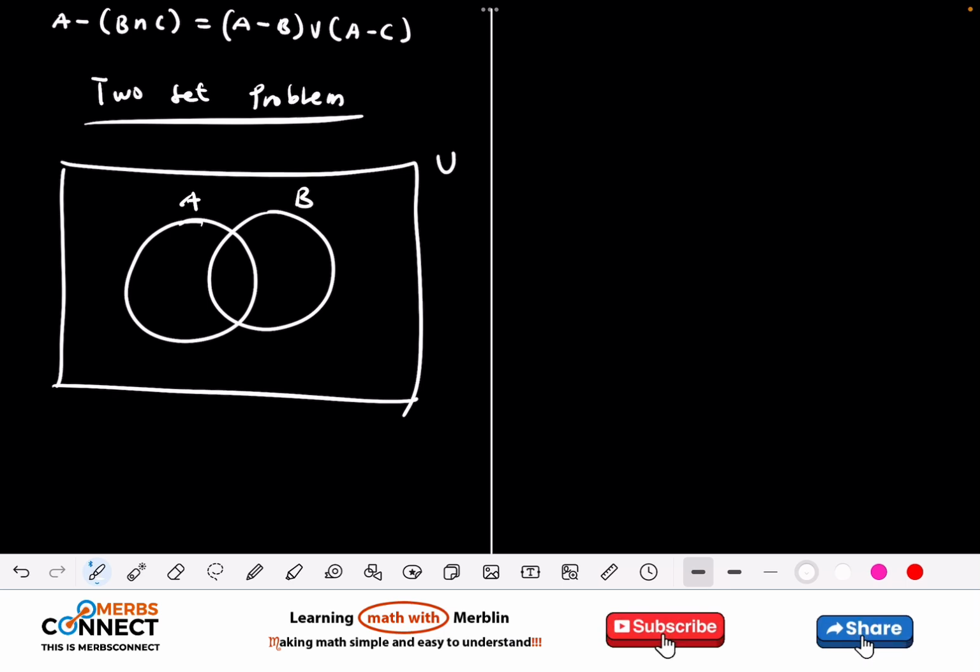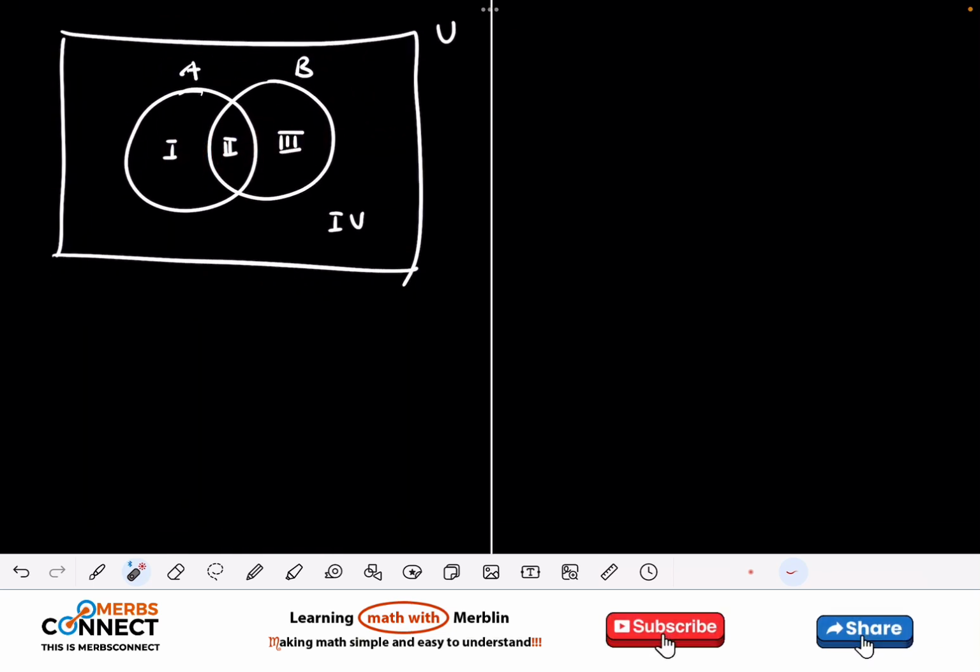Let me say this is I, this is II, this is III, and this is IV. We are going to explain each of them. What you need to know is A is a set, B is a set, and A and B are subsets of this one, which is the universal set. So let's try and explain each of the regions that we have.